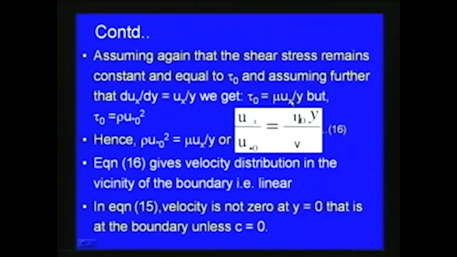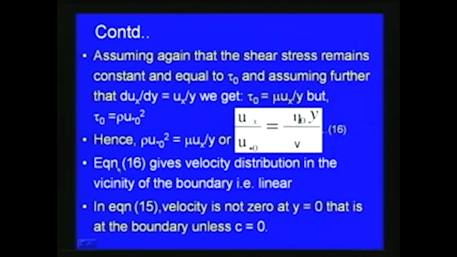we can write tau 0 is equal to mu into u x by y, but we have already seen that tau 0 is equal to rho into u star o square. So we can write u x by u star o is equal to u star o into y by nu, where nu is the kinematic viscosity. This is valid near the boundary. So equation number 16: u x by u star o is equal to u star o into y by nu.